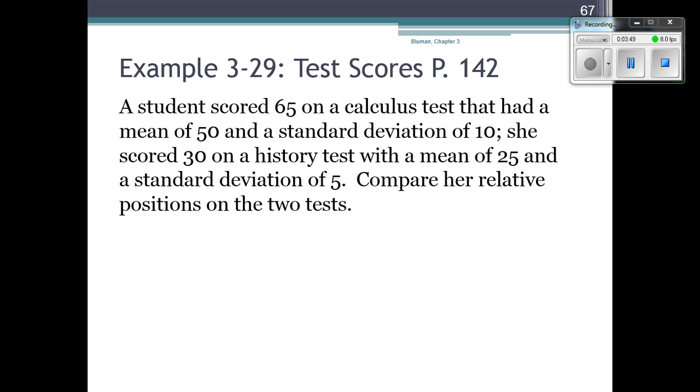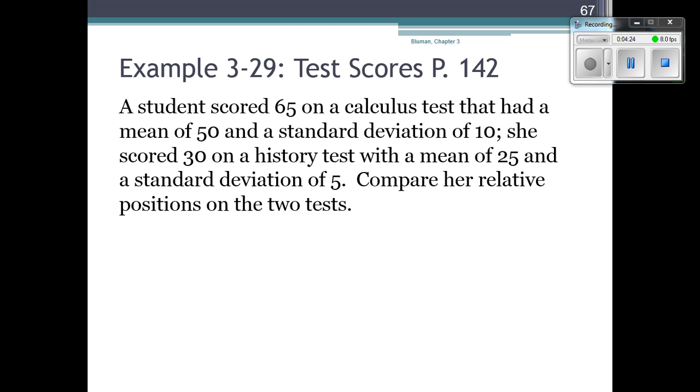So here's how it works. We're going to look at two different test scores, and find out which test the student did better on. A student scored a 65 on a calculus test, which had a mean of 50 and a standard deviation of 10. That student also scored a 30 on the history test, which had a mean of 25 and a standard deviation of 5. We want to compare her two test scores and find out which test she scored better on compared to the rest of the students.